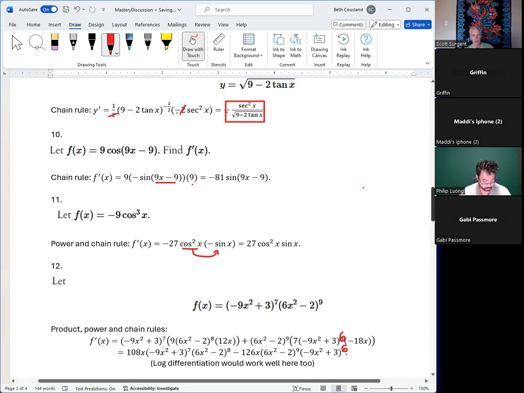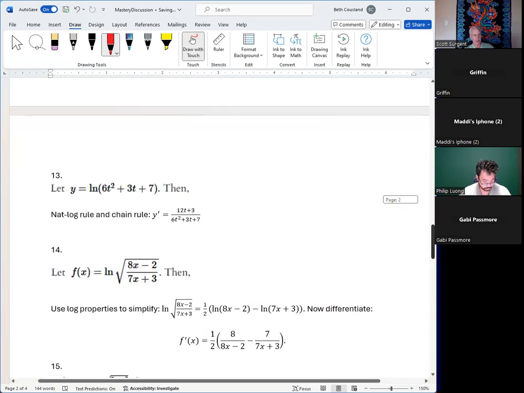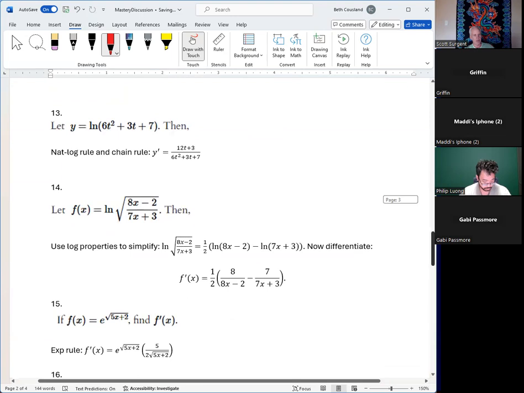All right, let's see what we got next here. Let's look at 13, 14, and 15. Now we're getting some ln's and e's. Here we have natural log of 6t squared plus 3t plus 7. The derivative of the ln is just simply to take whatever's in the parentheses and move it to the bottom, and then its derivative on the top, chain rule. That's it. That's all you do for the ln derivatives.